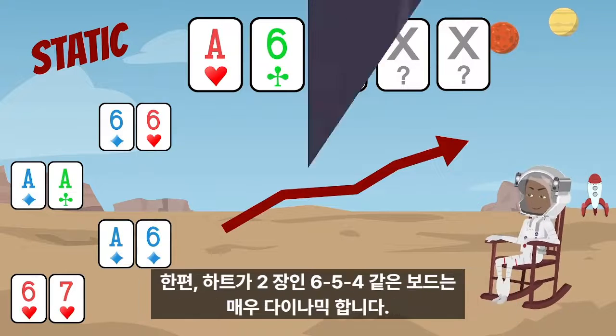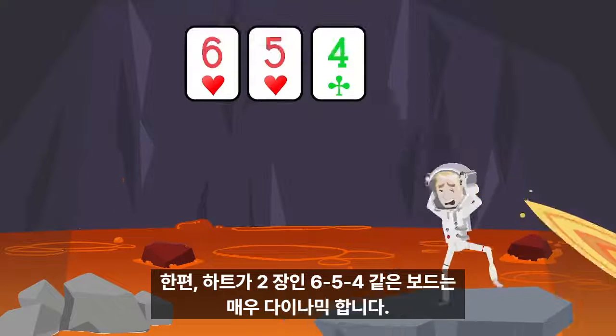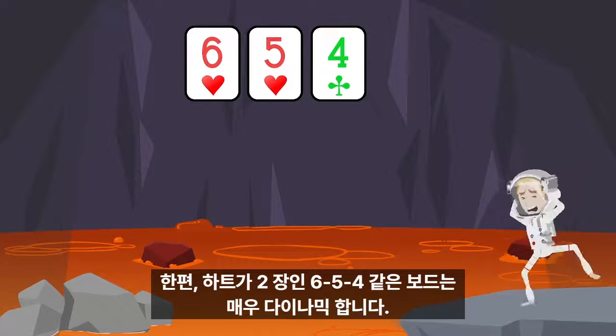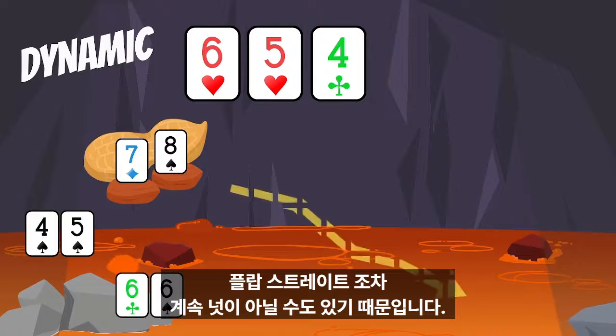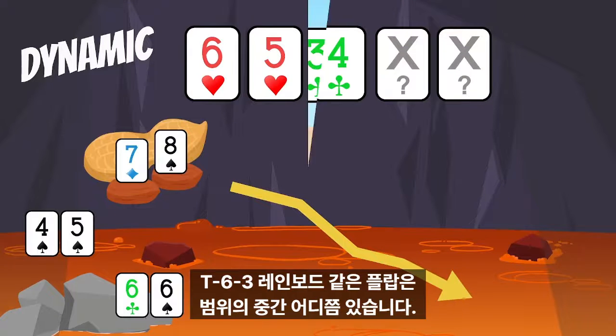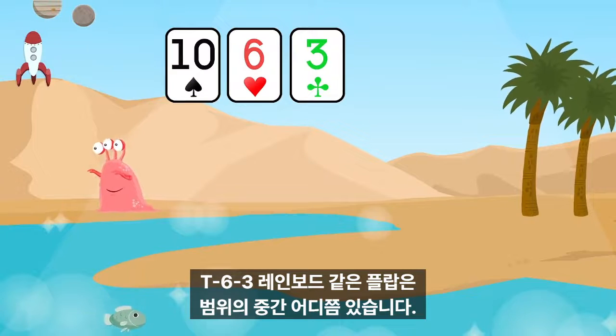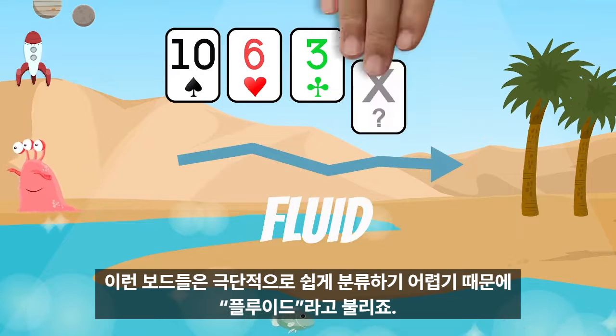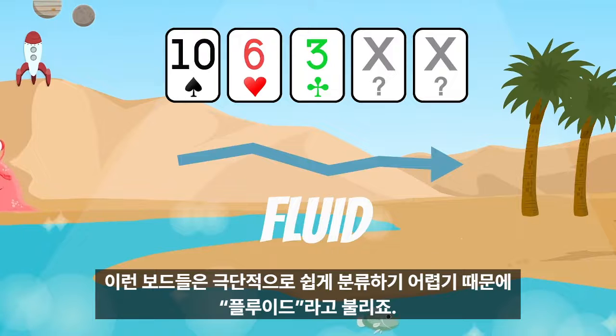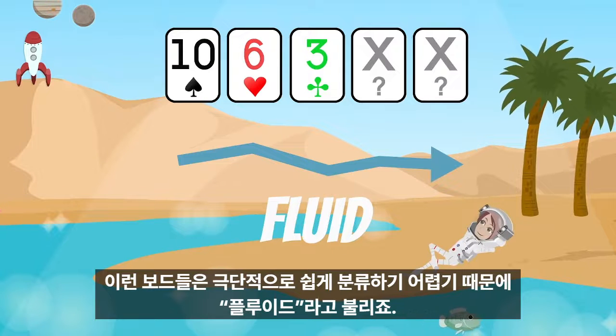On the other hand, a board like 6-5-4 with 2 hearts is highly dynamic, because even a flopped straight may not be the nuts for long. Something like 10-6-3 Rainbow is somewhere in the middle of the spectrum, and thus referred to as fluid, since these boards are not easily categorized at one extreme or the other.